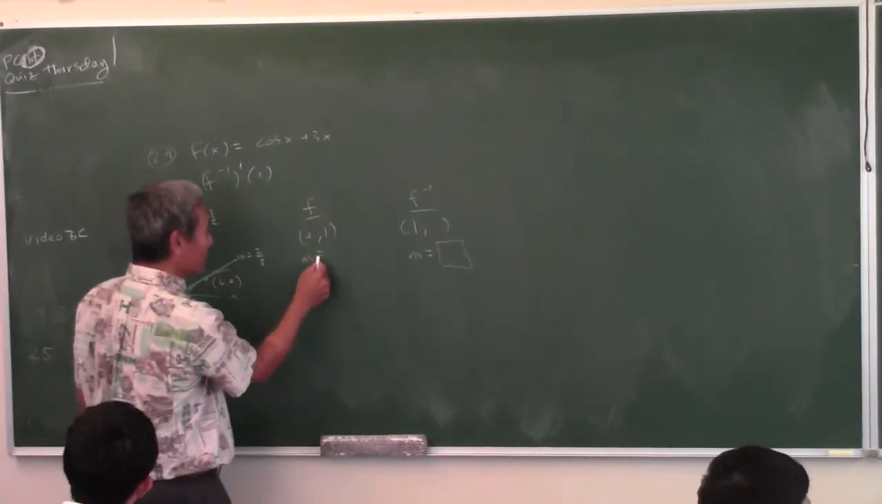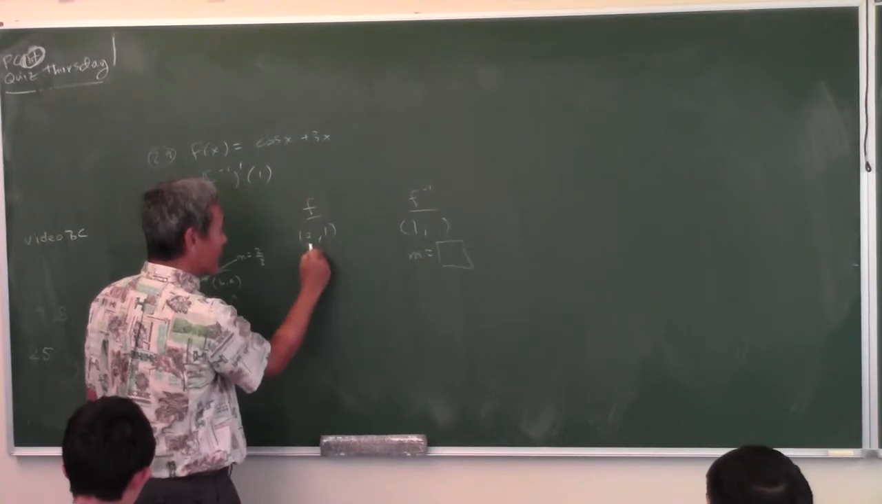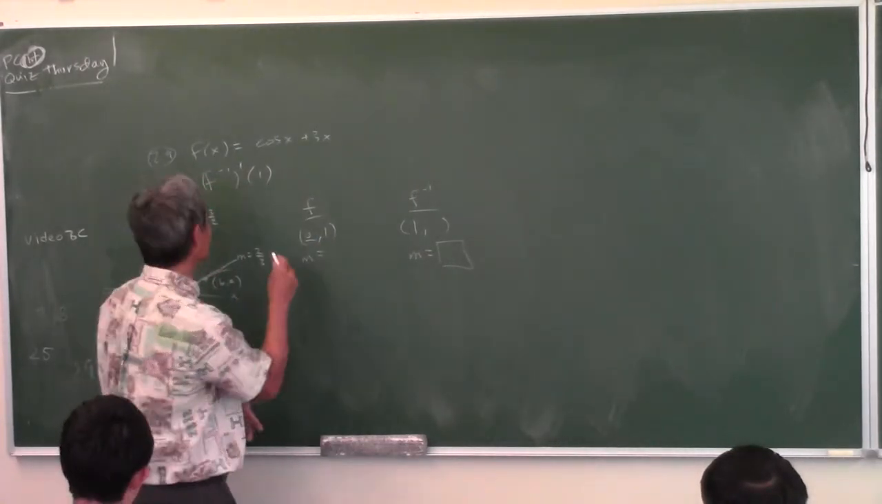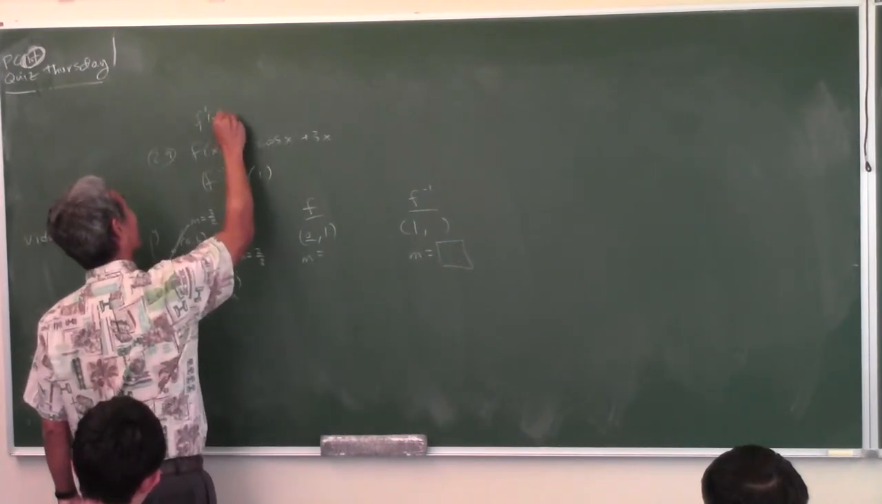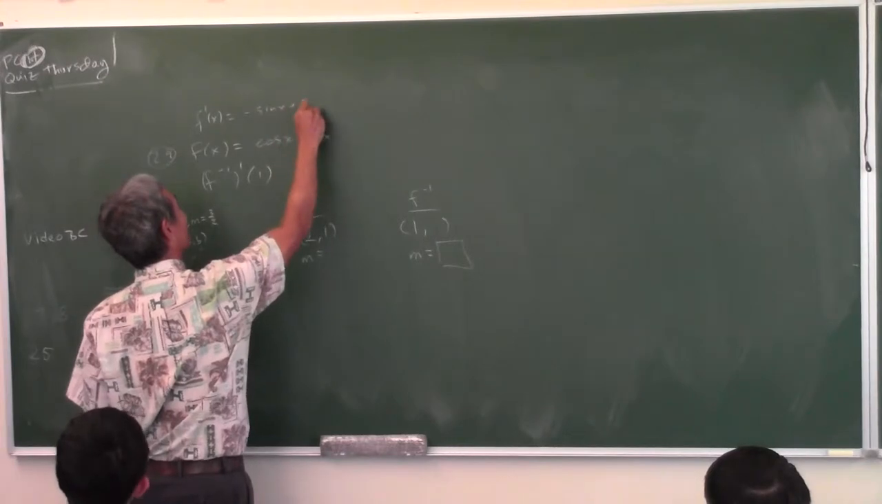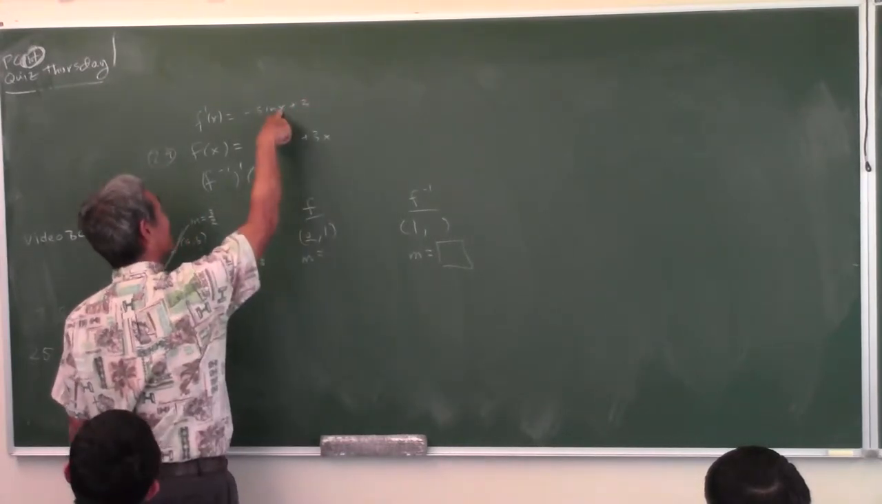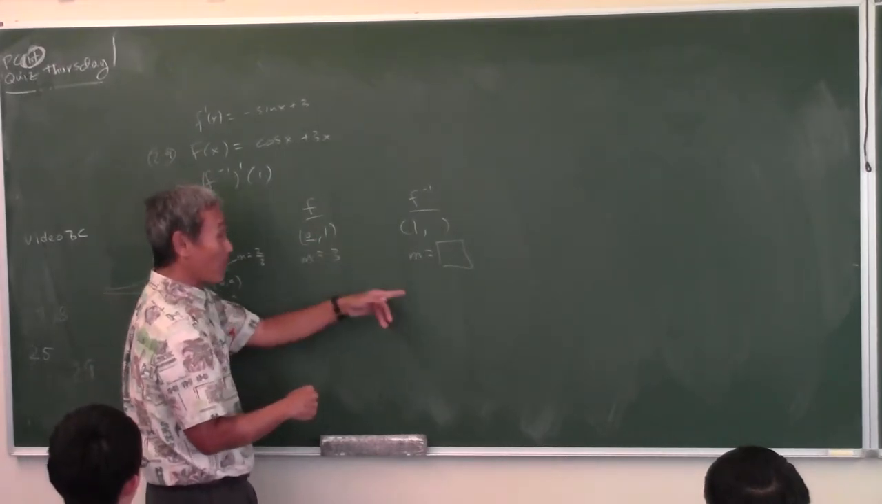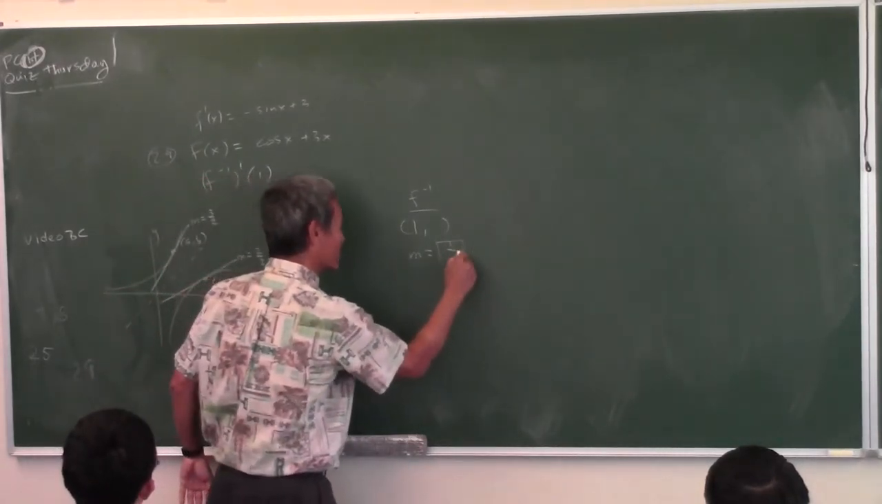You. So, how do you compute the slope of the original function when the x-coordinate is 0? You take the derivative and you plug in 0. So let's do it. Take the derivative. What's the derivative of this? Negative sine x plus 3. What happens when I plug in 0 for x into the derivative? You get 3. Therefore, the slope on the inverse graph is 1/3.